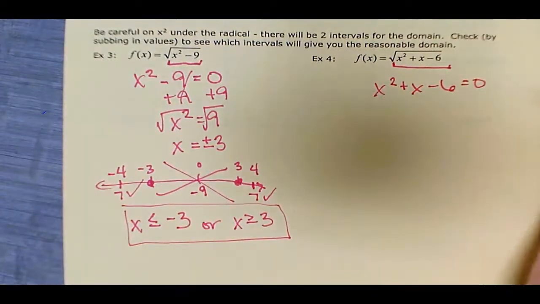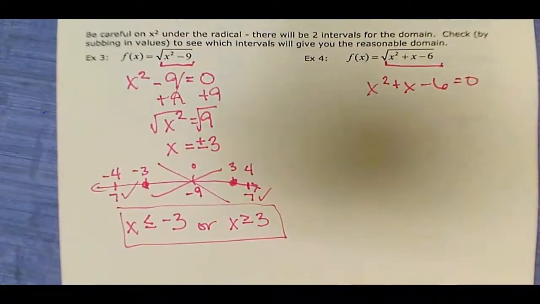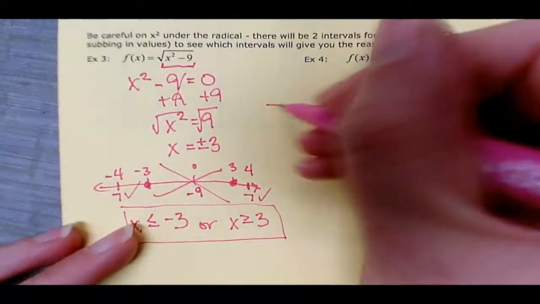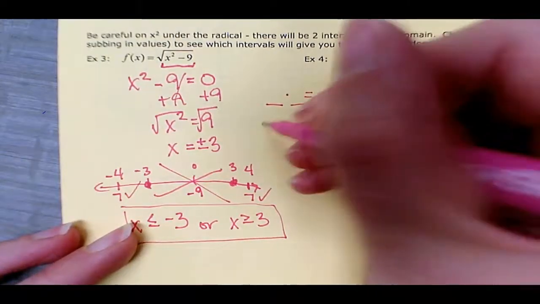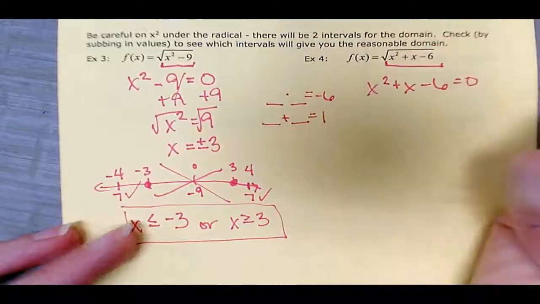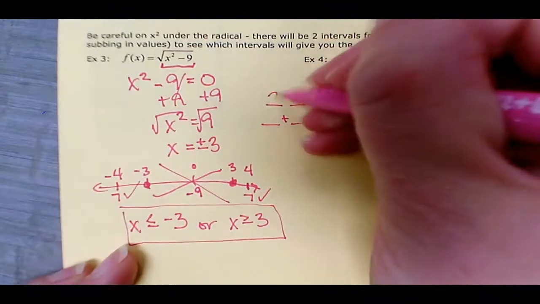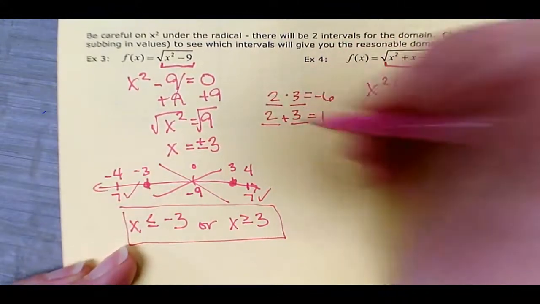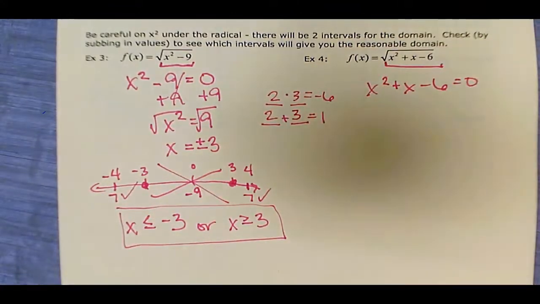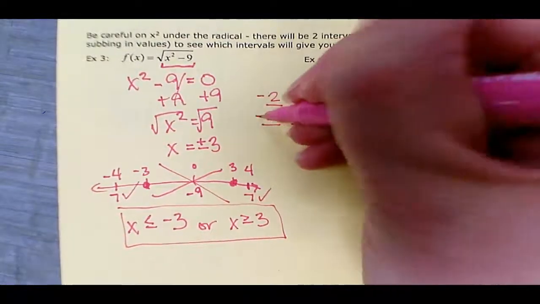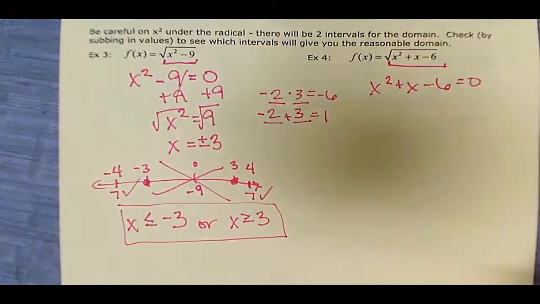So when you solve this polynomial, you can only solve by factoring. So I need to think of two numbers that multiply to be negative 6 and add to be 1. Those two numbers are going to be some kind of combination of 2 and 3. If the product is negative, that means one of these needs to be negative, and it needs to be the 2 that's negative. That way, when you add them, you get a positive 1. So my factors are x minus 2 and x plus 3.